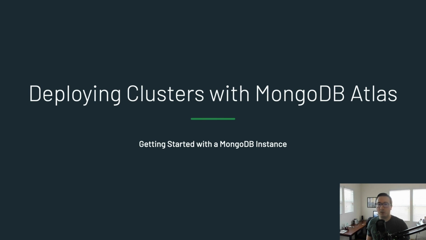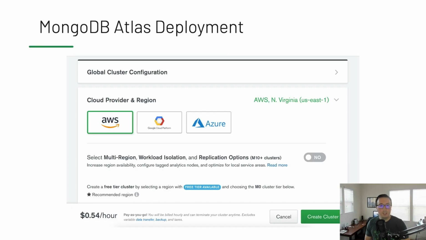Now let's get started with deploying clusters using MongoDB Atlas. So let's get started when it comes to deploying that MongoDB instance. The first step, after you log into cloud.mongodb.com, you're going to want to deploy a cluster, and you're going to be presented with three options. Do you want to deploy it to AWS, Google Cloud Platform, or Microsoft Azure? Now, it's totally up to you which you want to choose. You're going to get the same kind of environment, the same kind of dashboards. Everything's going to be the same regardless of what you choose.